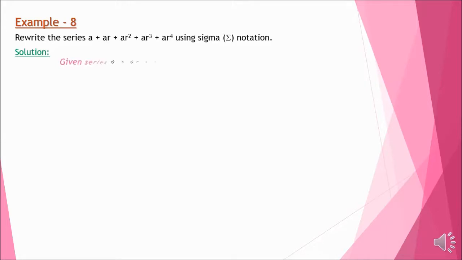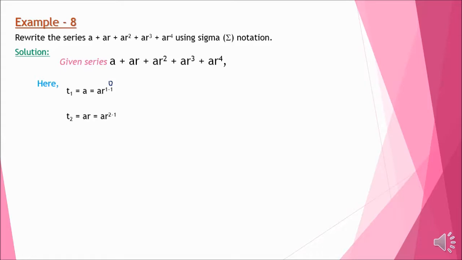Example 8. Rewrite the series using sigma notation. Now this question will be done in the manual method, without applying any formula, just using the concept. Here t1 is a equal to a r to the power 1 minus 1. Now 1 minus 1 is 0, so r to the power 0 will be 1, that means it's a. Now another, t2 is 2 minus 1.